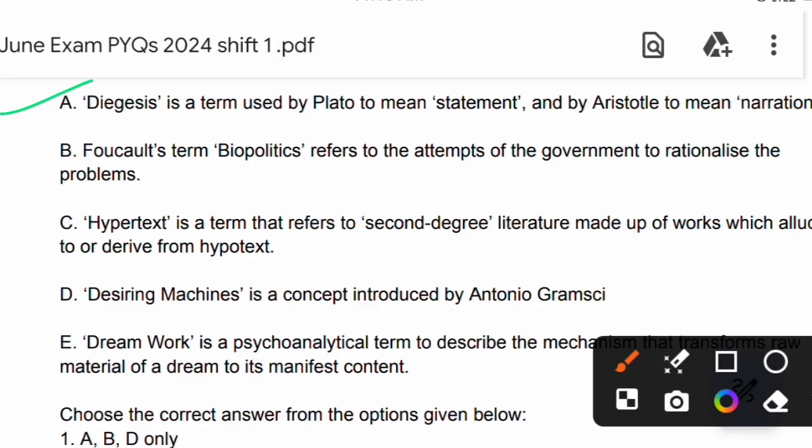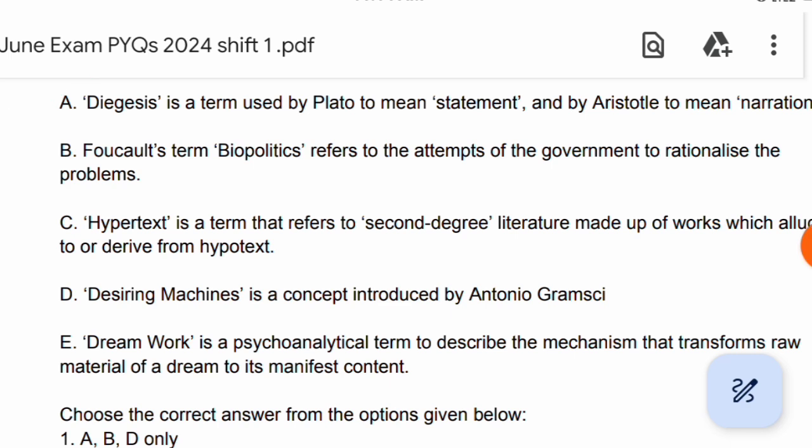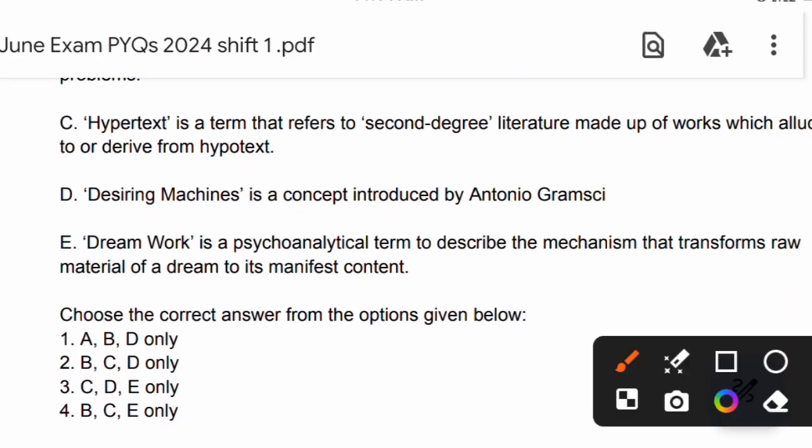B, Michel Foucault's term biopolitics refers to the attempts of the government to rationalize the problems. C, hypertext is a term that refers to second degree literature made up of works which allude to or derive from hypertext. D, desiring machines is a concept introduced by Antonio Gramsci. E, dream work is a psychoanalytical term to describe the mechanism that transforms the raw material of a dream to its manifest content. When the options are long, you have to read the options very carefully.